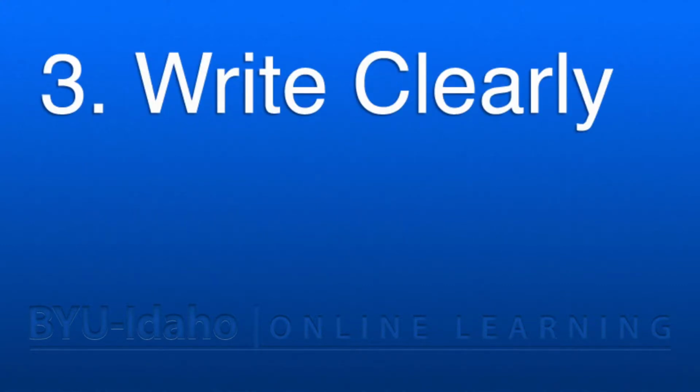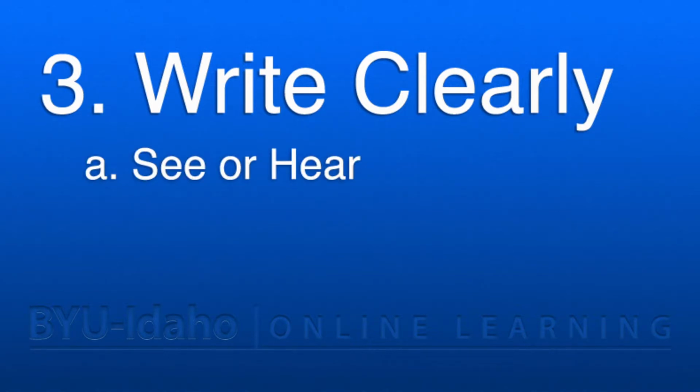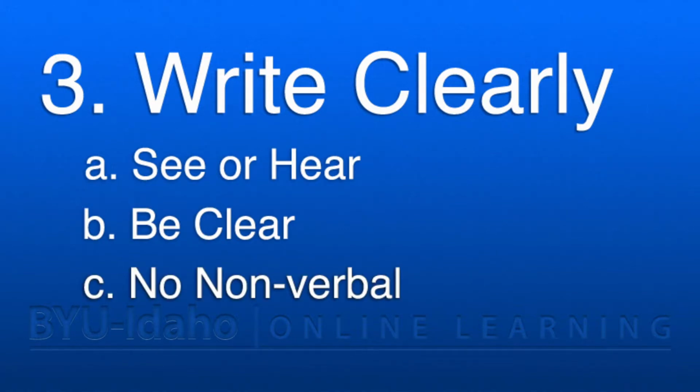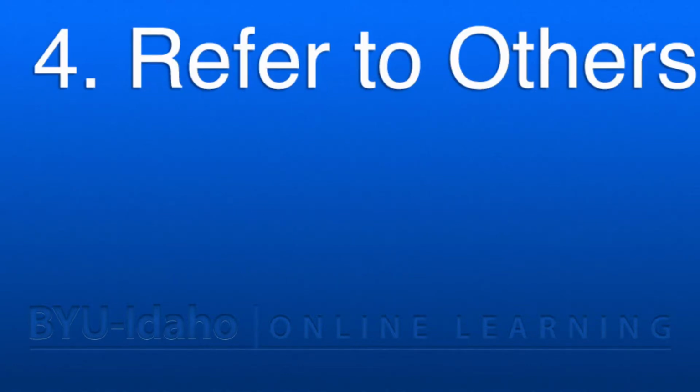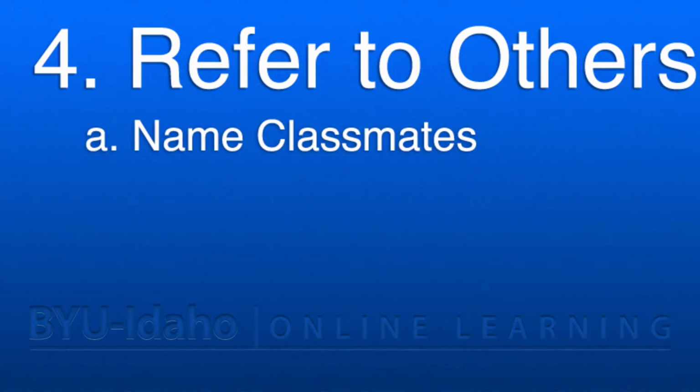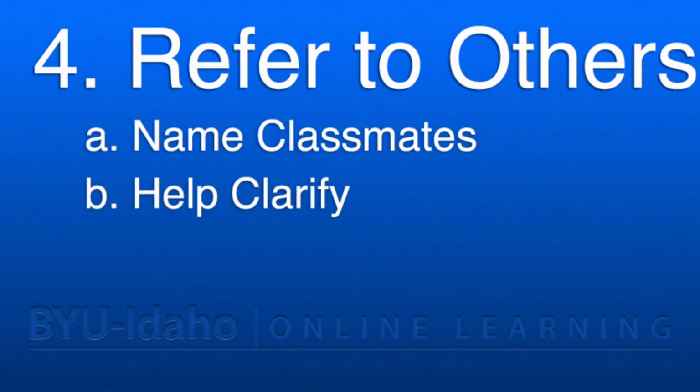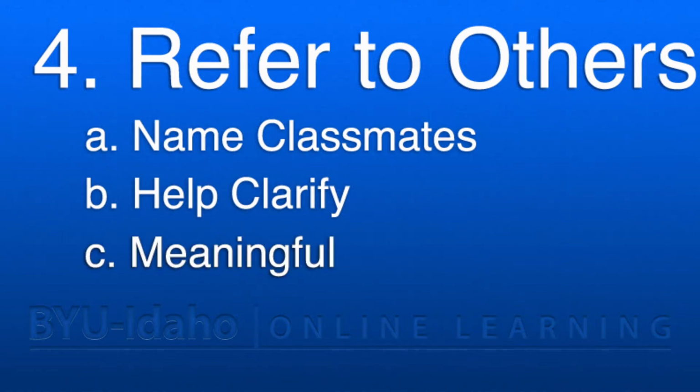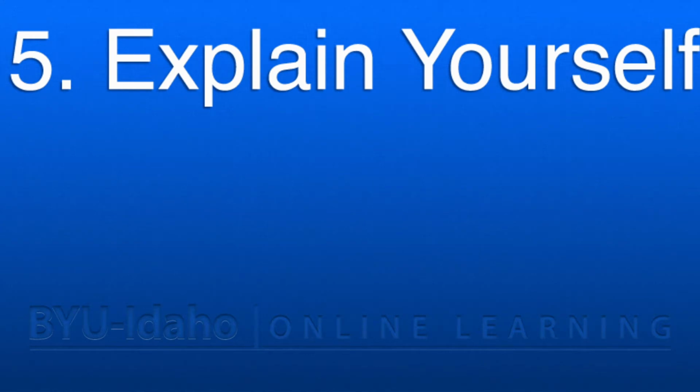Write clearly and concisely. Because you can't see or hear one another in online discussion boards, it is important that what you say is especially clear and concise in order to get your meaning across without smiling, eye contact, hand gestures, and other nonverbal cues. Refer to others' posts. Saying things like, "Stephanie mentioned in her post that," or "I agreed with most of Mark's post, but I have an issue with the idea that," can help everyone see where you're coming from and make the discussion more meaningful.